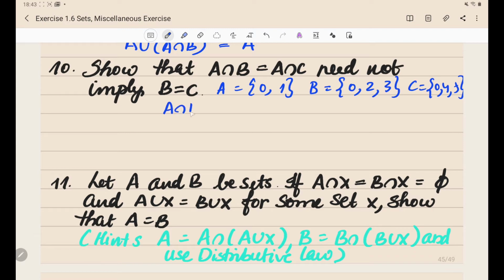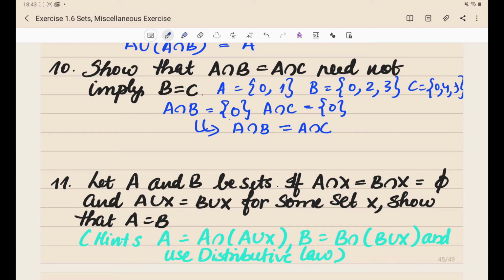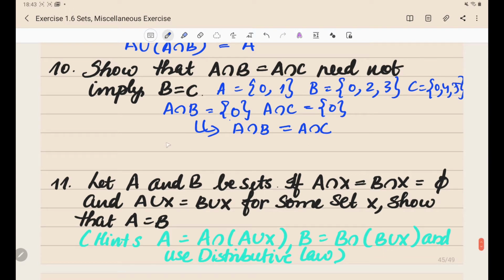So let's take A intersection B here. What is A intersection B? It is {0}, right? The element 0 is the common element, and A intersection C, again what is it? {0}. Now we have the condition that A intersection B is equal to A intersection C. Now we have to show that it does not imply that B should be equal to C. So we should find an example where B is not equal to C, and one example is what we have written here. Now let's take B and C. Here you can see that the element 2 does not belong to C, right? Again, the element 5 does not belong to B, and hence B is not equal to C.